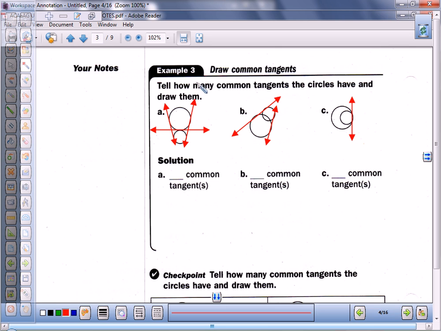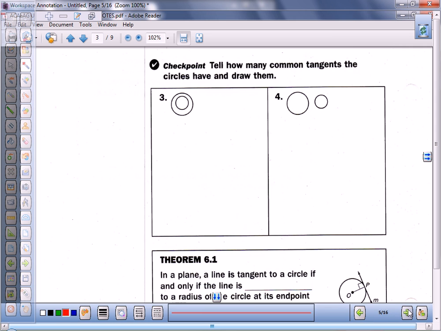This one asks us to tell how many common tangents the circles have and to draw them. So I've already drawn them in. A common tangent means it is tangent to both circles, so it touches both circles in 1 point. So if we look at A, if you're looking in your book, you can see how I've drawn in the red tangents here, and there are 1, 2, 3 common tangents. If we look at this one, there are 2 common tangents, and this one just has the 1 common tangent. Okay, so you take a look at these and you try. How many lines are tangent to both of the circles?